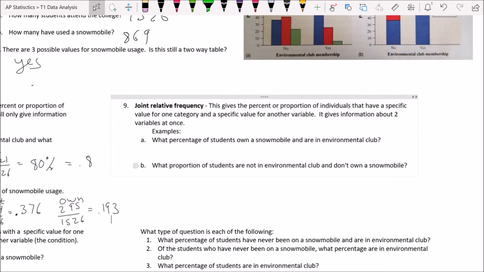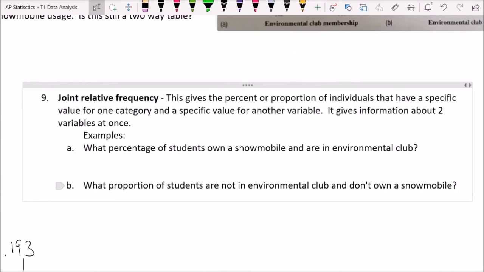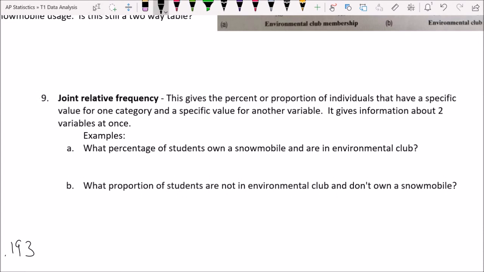What does joint relative frequency do? It gives the percent or proportion of individuals that have a specific value for a category and for another variable. This is different than marginal because it's going to give us information about two variables. That's what they mean by joint. It means more than one thing at once. So here's some examples. What percentage of students own a snowmobile and are in environmental club? So they're talking about how many students fall into both of these categories.